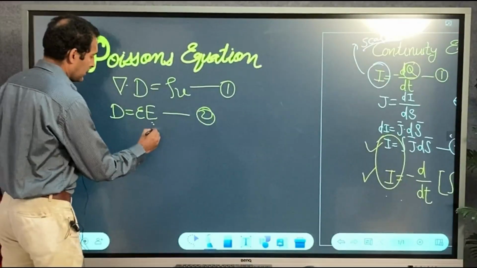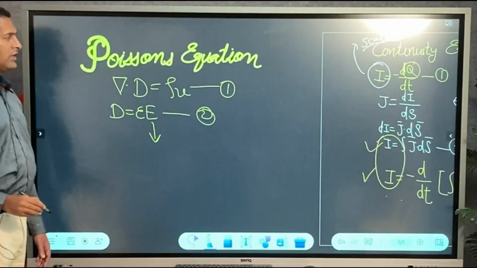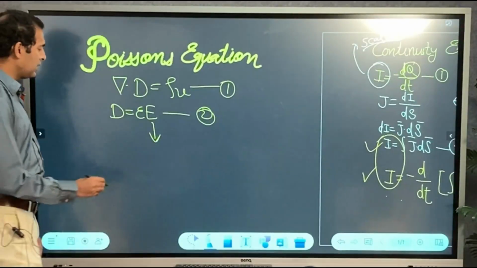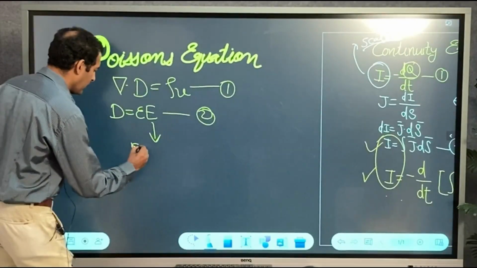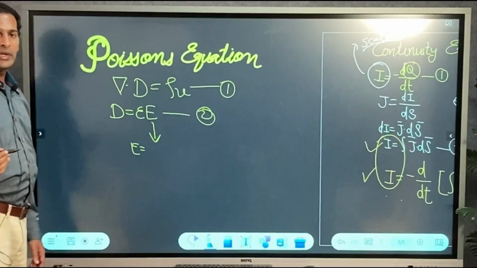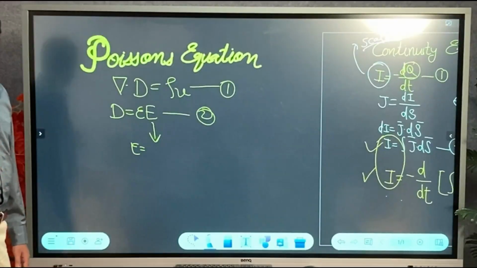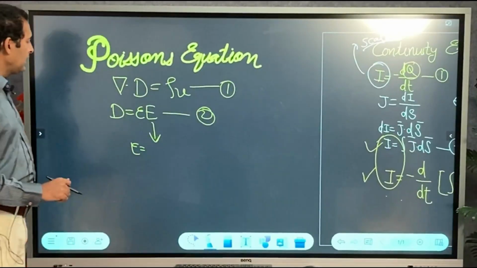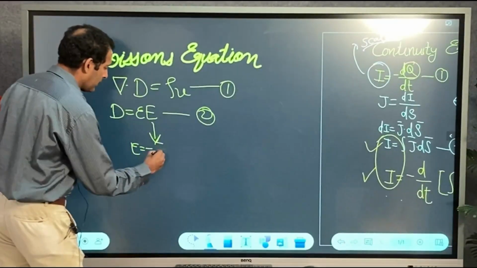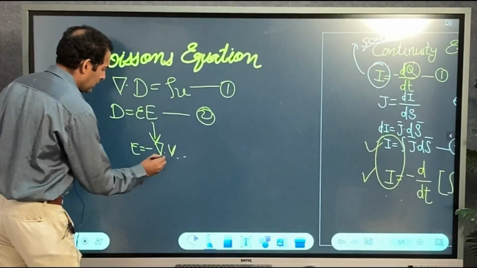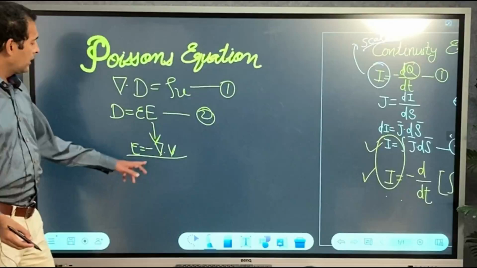Now the basic definition of electric field intensity E is how much voltage is spread across the medium. So this E is nothing but equal to minus del V.